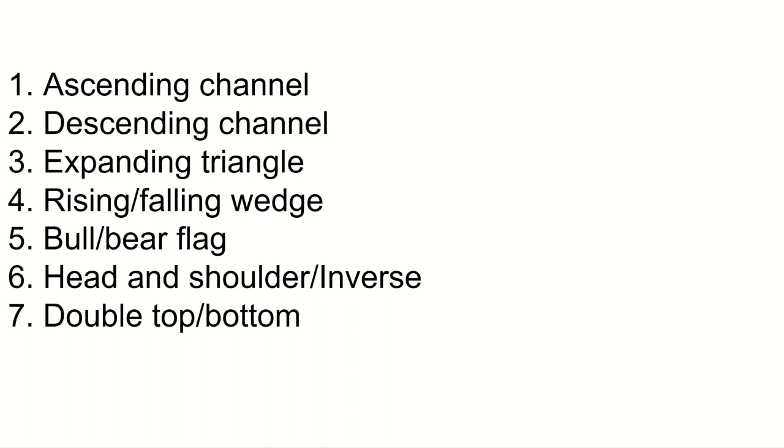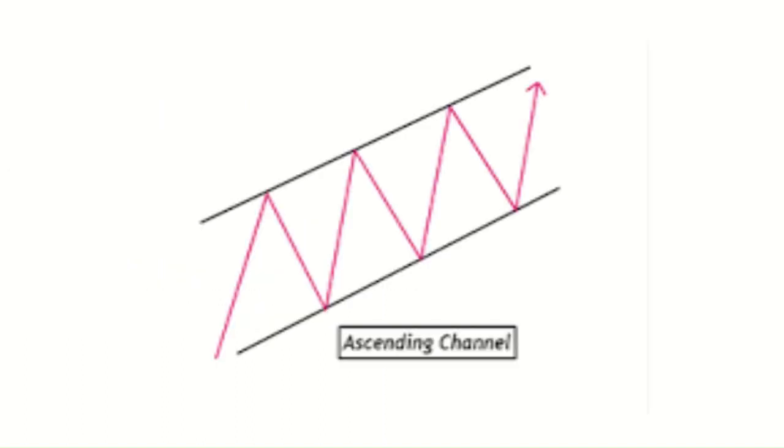So number one here is ascending channel. Number two is descending channel. Number three is expanding triangle. Number four is rising and falling wedge. Number five is bull and bear flag. And number six is head and shoulder, then inverse head and shoulder also. Then number seven is double top or double bottom. So let me show you some of them.